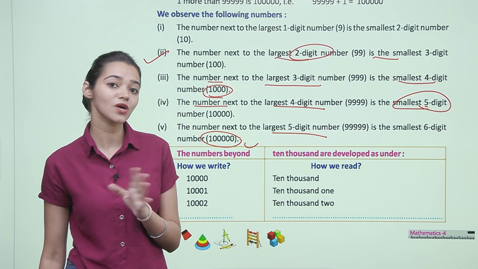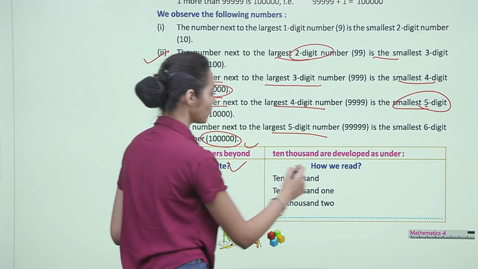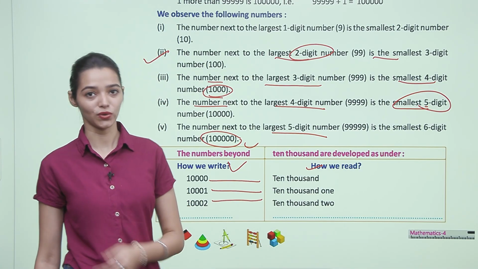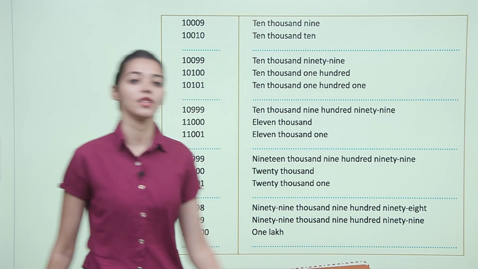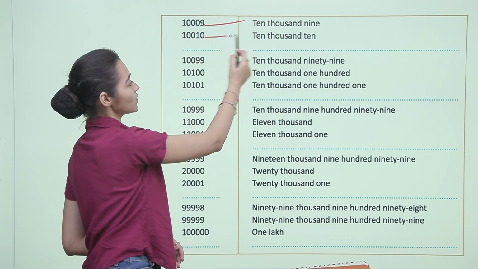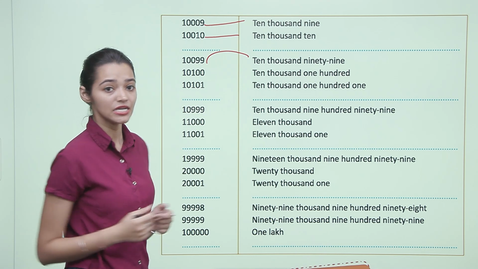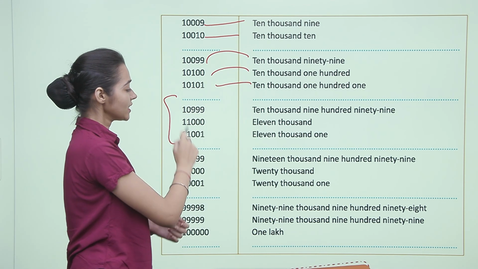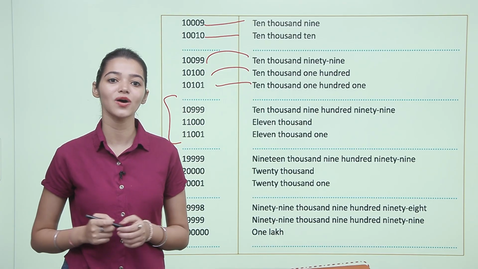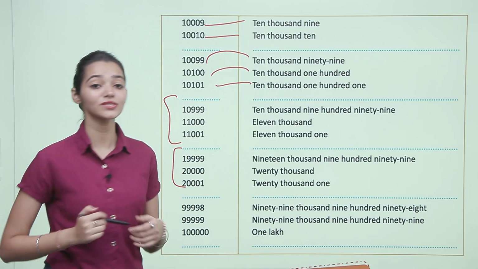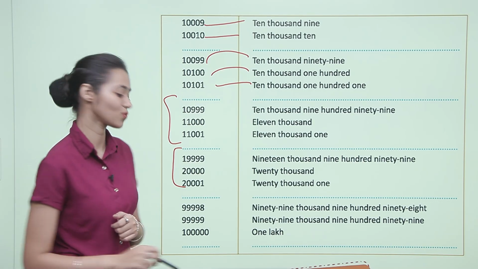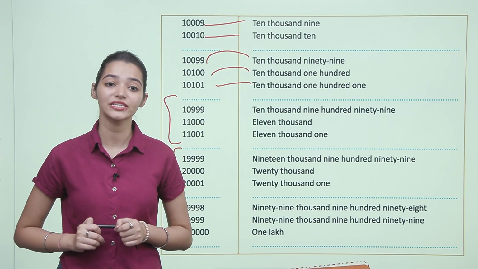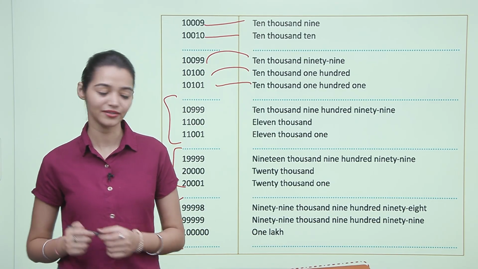Now the numbers beyond 10,000 are developed as under. This is how we write and read these numbers: 10,000, 10,001, 10,002, 10,003 and so on. Then 10,009, 10,010, 10,099, 10,100, 10,101, 10,999, 11,000, 11,001, 19,999, 20,000, 20,001. After that 99,998, 99,999, and then we have 1 lakh.